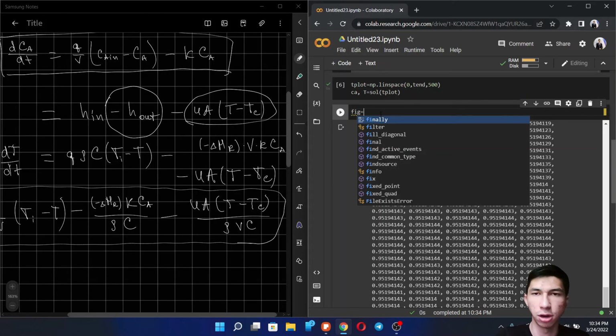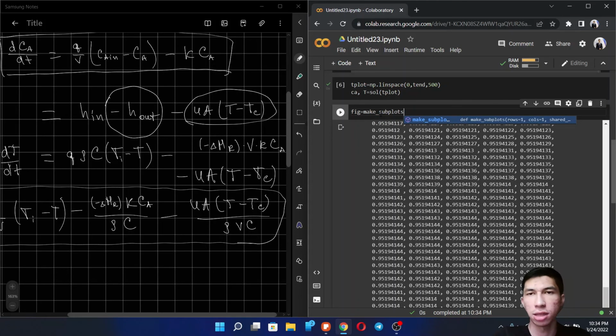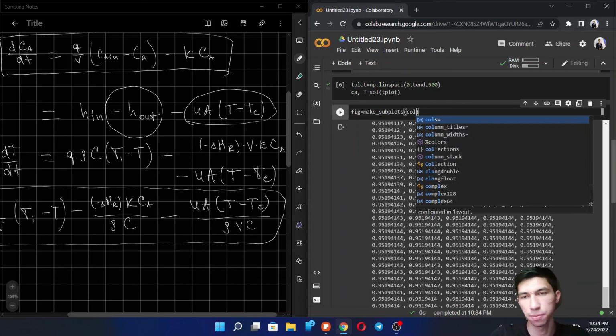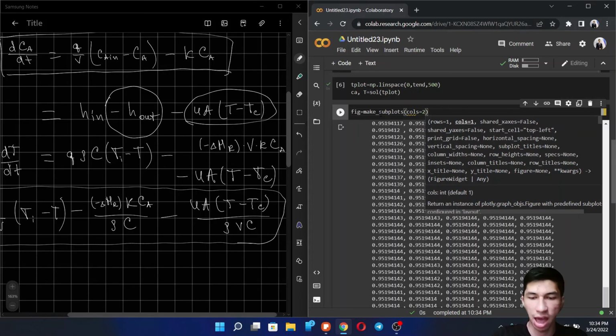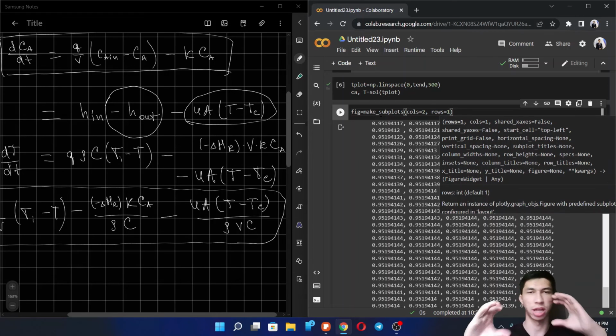So we're gonna create a figure and make subplots. And so we have to create two plots, right? We have to plot our concentration of A with respect to time and temperature with respect to time. So what we're going to use is subplots. We're going to have two columns and one row, so we can have our two plots next to each other.